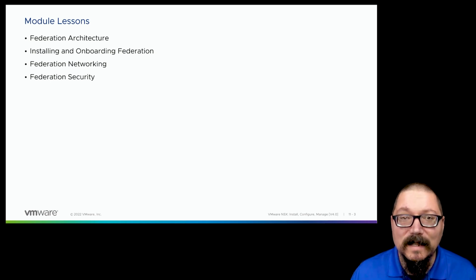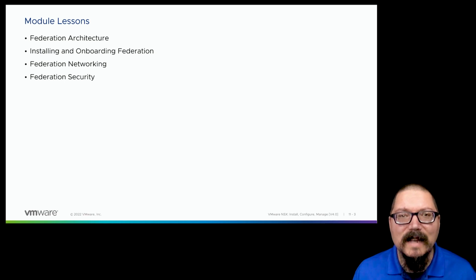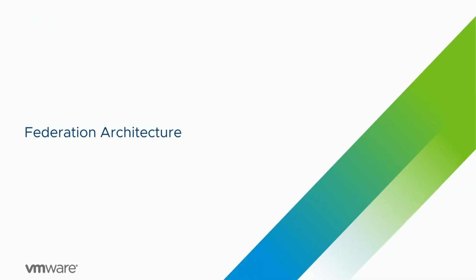Then we'll talk about installing and onboarding locations into NSX Federation. And then in the last couple of videos, we'll talk about networking and security respectively, because there are definitely things we need to think about in each of those contexts as we're thinking forward to our multi-site configurations. So let's start with the architecture.